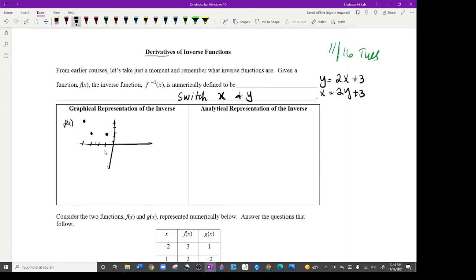How do I get the inverse of this? You switch the x and y's. This is -1 and 3. This one is -3 and 3. That one is -4 and 5. So what do I do? You switch x and y's. So my x is 3 now, and my y is -1. Here we go. Do you see 3 and -1? I switched x and y's.